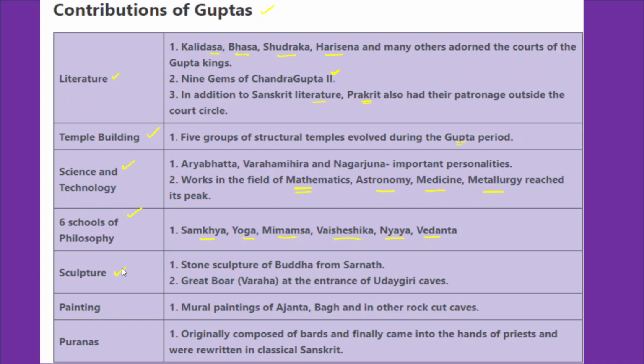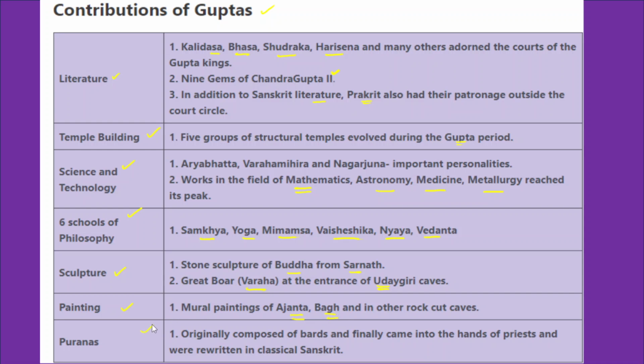After that, sculpture was also very famous. The stone sculpture of Buddha in Saranath belonged to the Gupta period. Even the great boar, or the Varaha, at the entrance of Udaygiri caves in Odisha also belonged to the Gupta period. Painting was also popularized and patronized by the kings of the Gupta period. The mural paintings that we find in Ajanta, Bagh and other rock cut caves belong to the Gupta age.